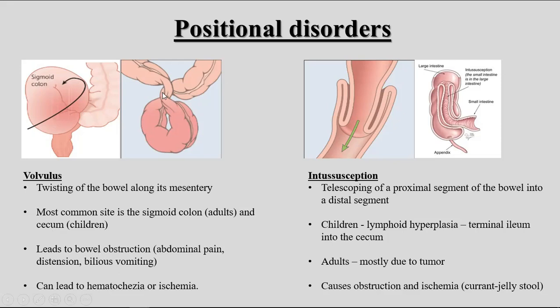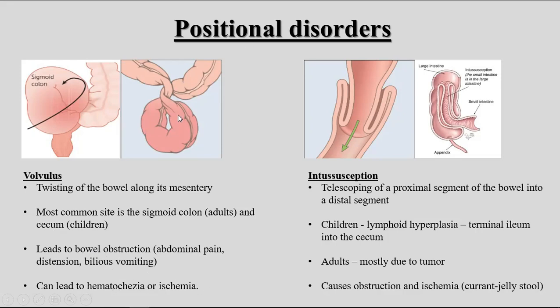So if you have this twisting of the bowel, obviously you can imagine there's bowel obstruction, so the food over here from the proximal segment is not going to be able to move into this distal segment, so that's going to present with abdominal pain. You're also going to have distension, so if there's all this food build up proximally to the point of the volvulus, you're going to have a lot of distension and also bilious vomiting.